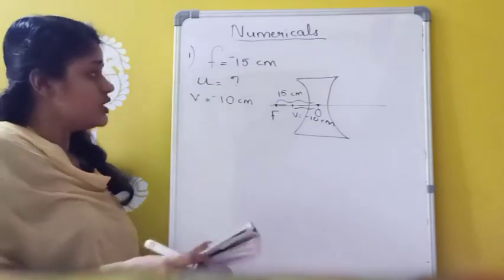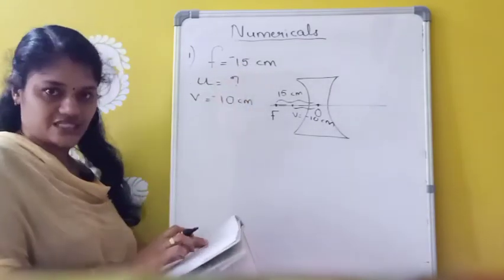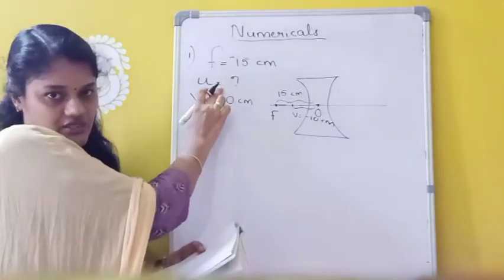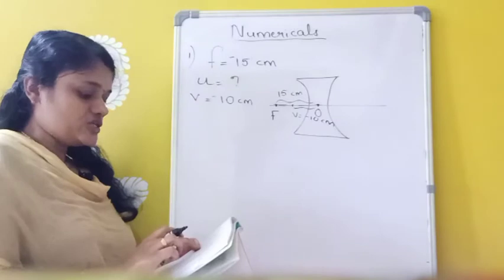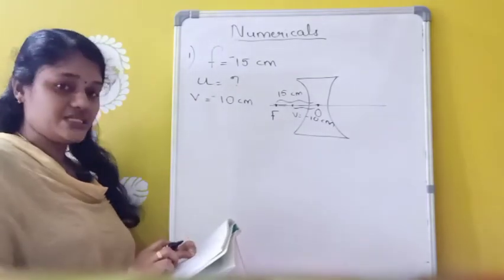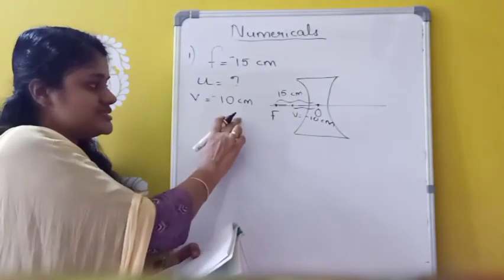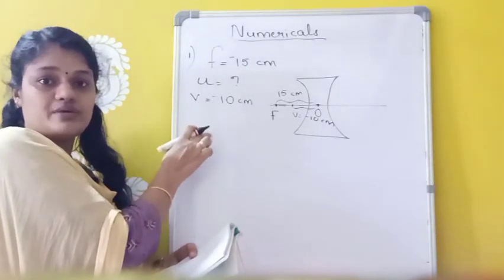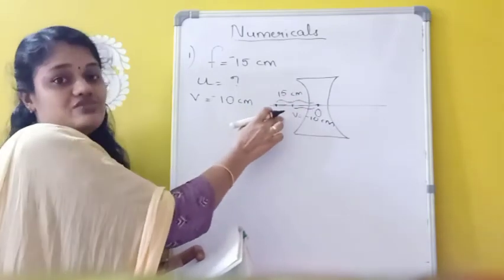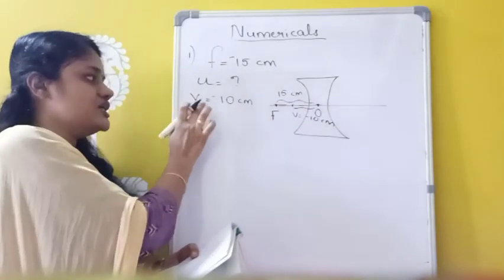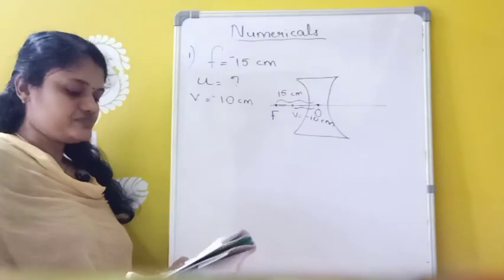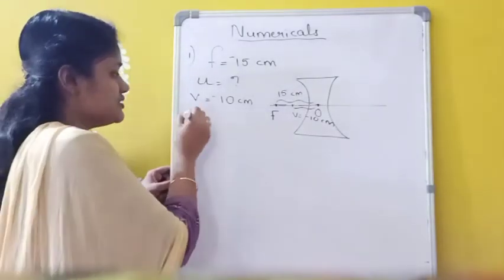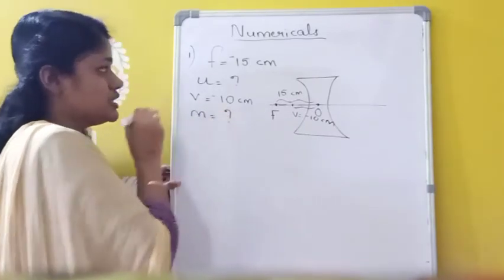So once again, the concave lens has a focal length of 15 centimeter. At what distance should the object be placed? That means u we have to find out. This u is the object distance. So that it forms an image at 10 centimeter from the lens. So the image distance is how much here? 10 centimeter. In the case of concave lens, always image is formed only on which side? On the left hand side. So it is also negative. So v equals minus 10 centimeter. And also we have to find the magnification produced by the lens. That means m also we have to find. So this is the problem.